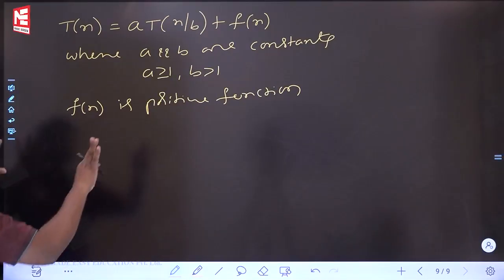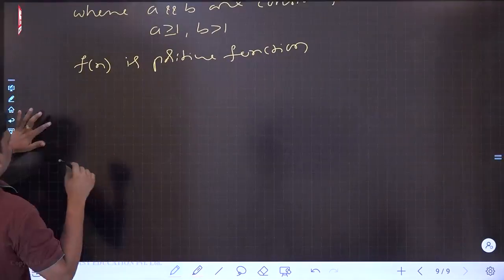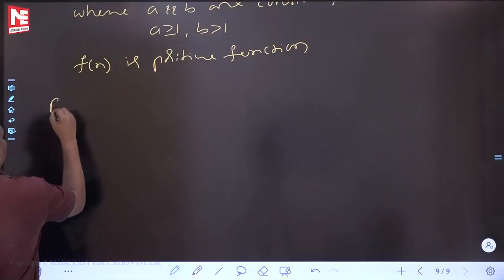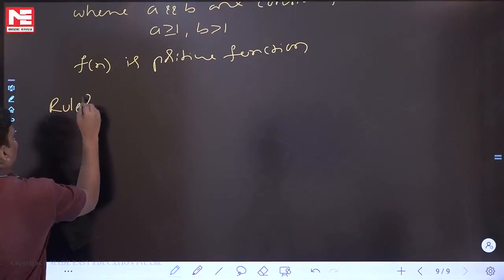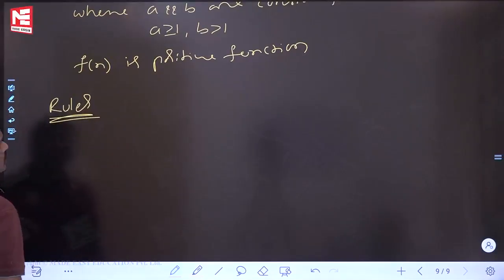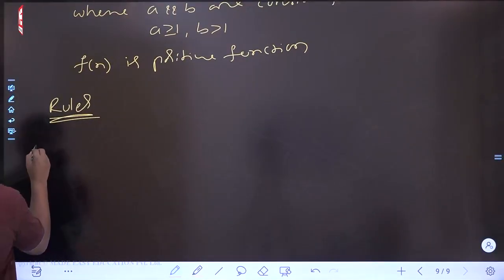Right, fine. So I am thinking that you are a little bit okay. Let's go to the conditions, rules or conditions, whatever it may be. Rules of the master theorem or conditions of the master theorem. Right, see this one. First one.